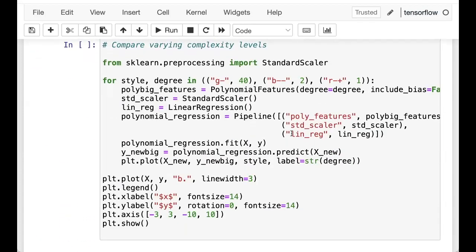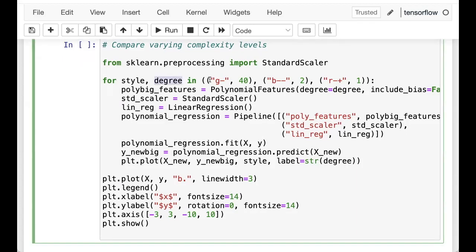So one approach is trying different degrees. In this for loop, we are considering 3 different values: 40, 2, and 1. We already know that 2 is probably the best choice, and 40 is probably not the best since it's going to give us a function that has a lot of oscillations, in the sense that this is a degree 40 polynomial. And degree 1 is simply a linear regression model, which is not sufficient.